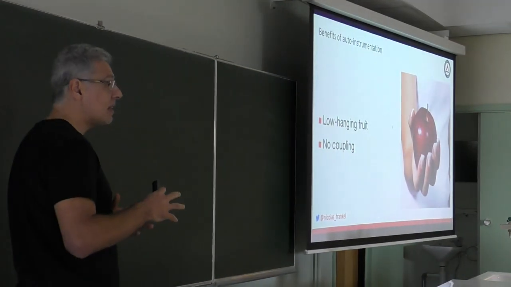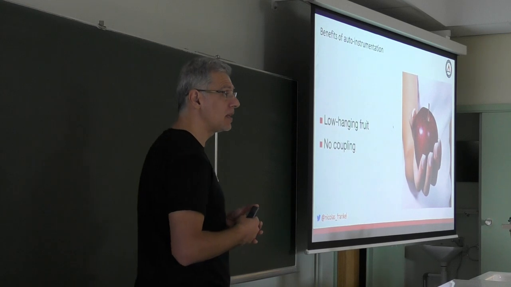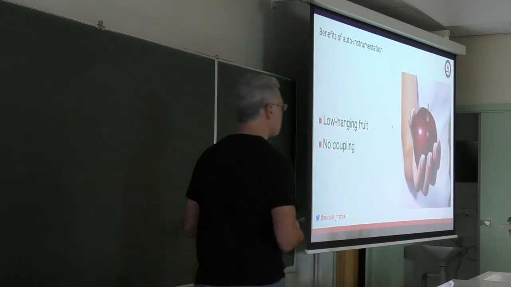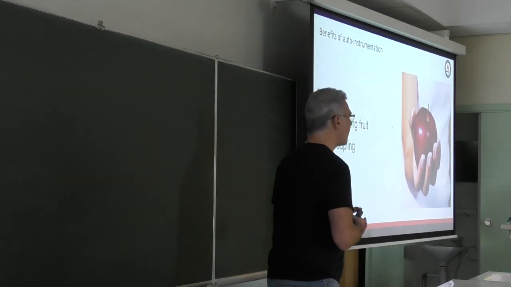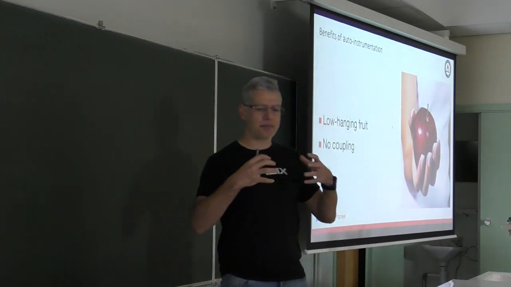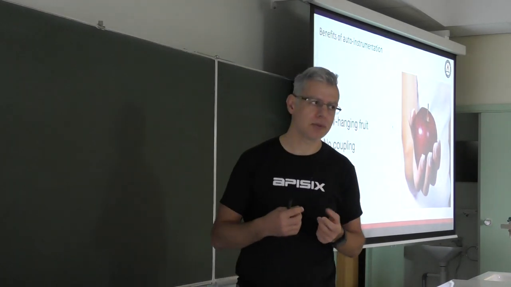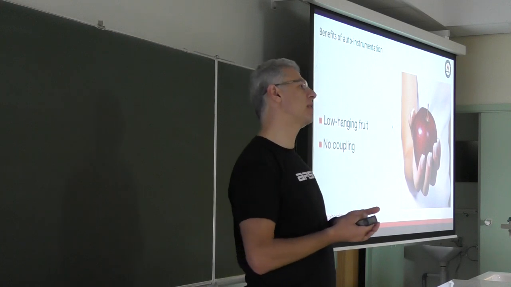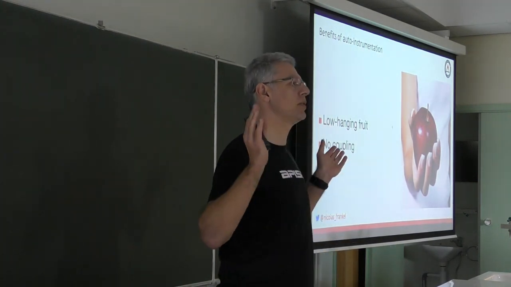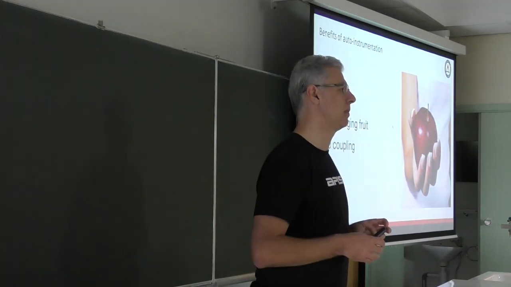So the idea is, if you want to start with OpenTelemetry, to start with distributed tracing, it should be as cheap as possible. So you should go for the low-hanging fruit. And in that case, auto-instrumentation is very easy to do.